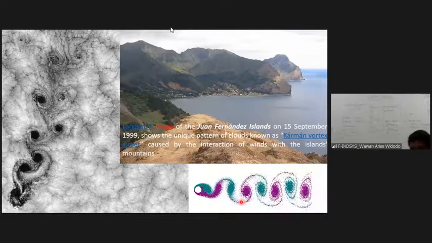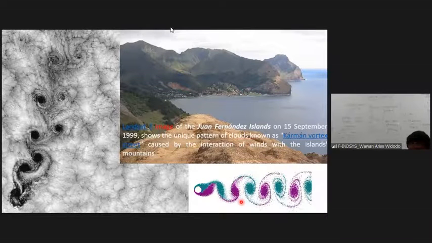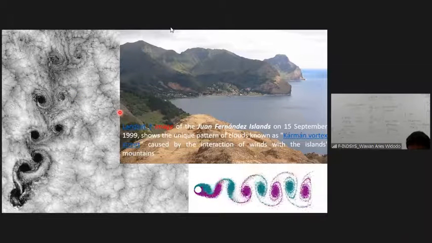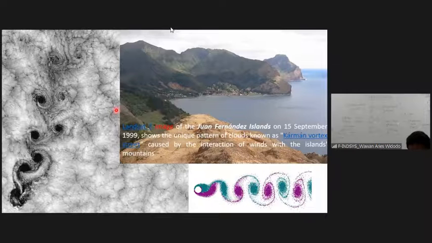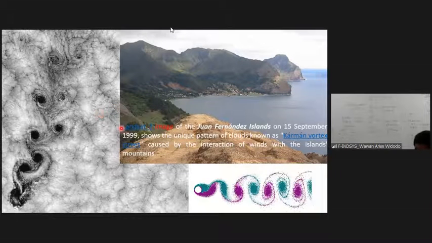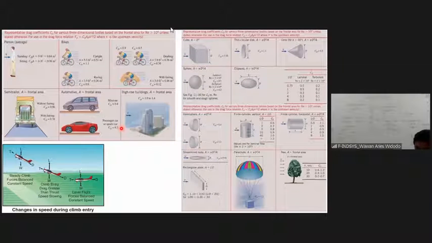Okay, I think you can see this is the application of external incompressible viscous flow with the atmospheric boundary layer. This is the atmospheric boundary layer. Okay, this is the drag coefficient.